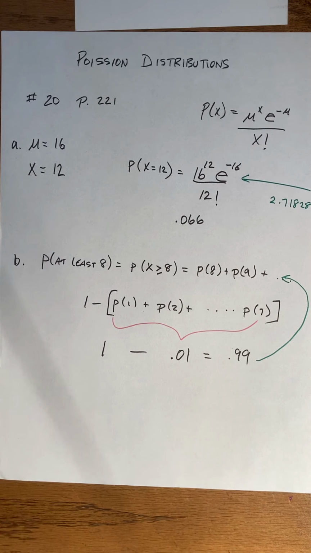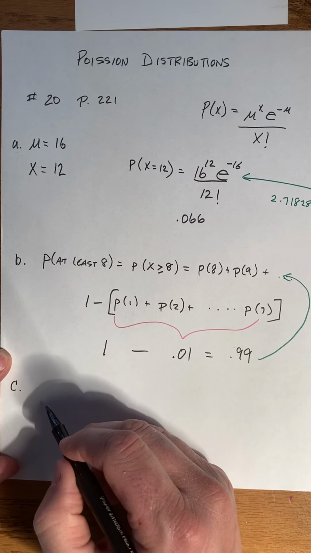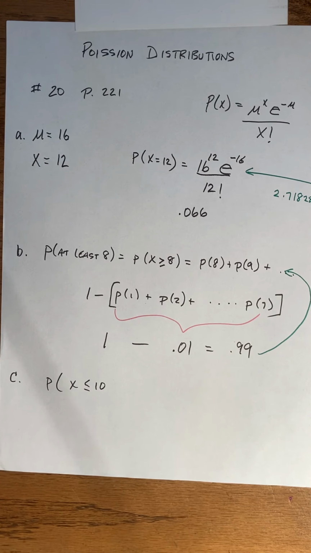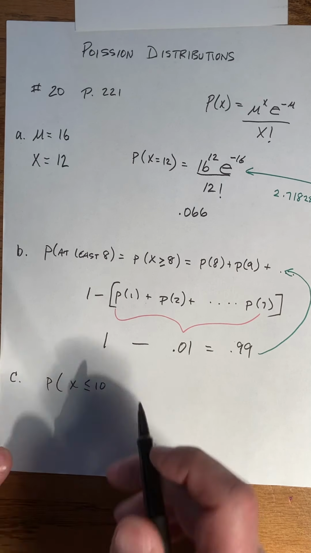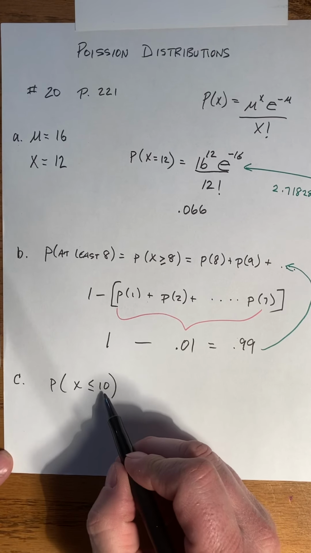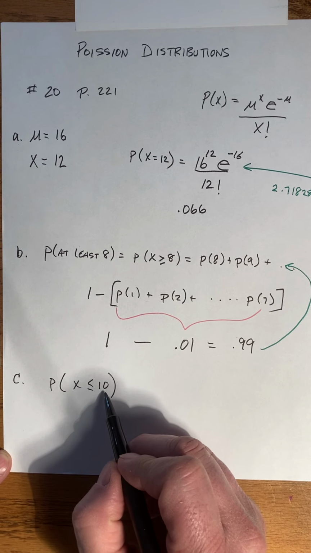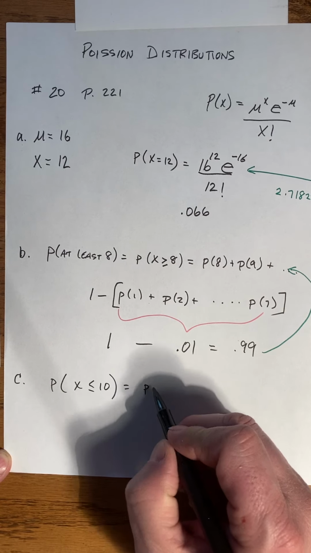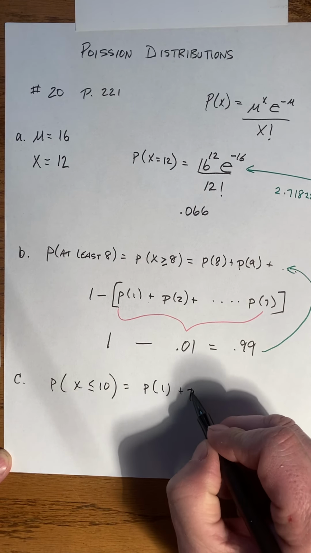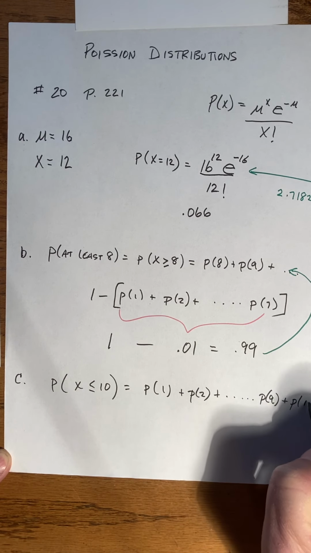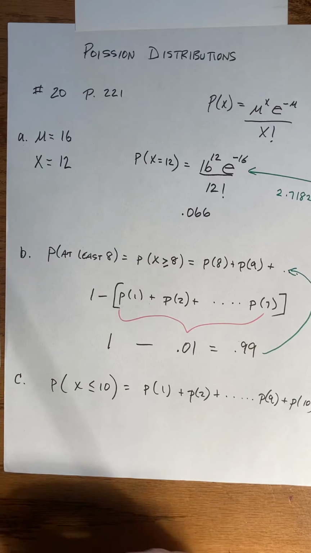Now the last part to this problem is part C, where it's the probability that X is less than or equal to 10. It says no more than 10. No more than 10 seems to imply that it includes 10. No more than 10 is okay if you have 10, but less than that. So that means we're going to want the probability of 1 plus the probability of 2 plus 3 plus 4 plus 5 all the way up to the probability of 9 plus the probability of 10. And we would have to do this formula over and over again.